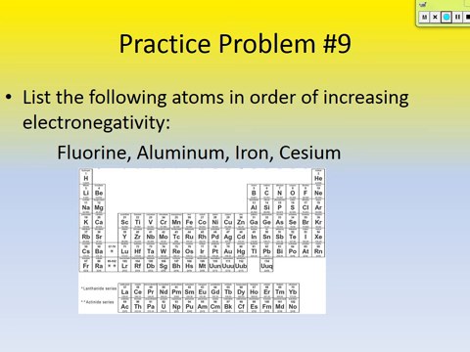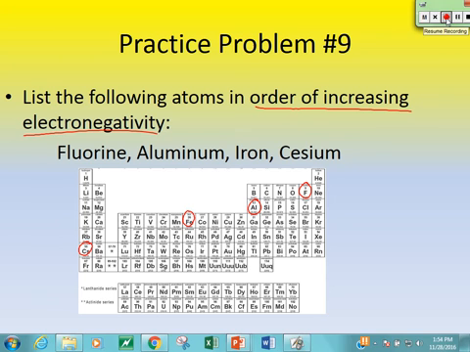It says, list the following atoms in order of increasing. What does that mean? Order of increasing electronegativity. Smallest to largest, good. So fluorine, let me point them out. Fluorine's right here. Aluminum, iron, and cesium. Okay, I'm going to hit pause. You guys try this one before you hit play, and we'll see if you get it right.